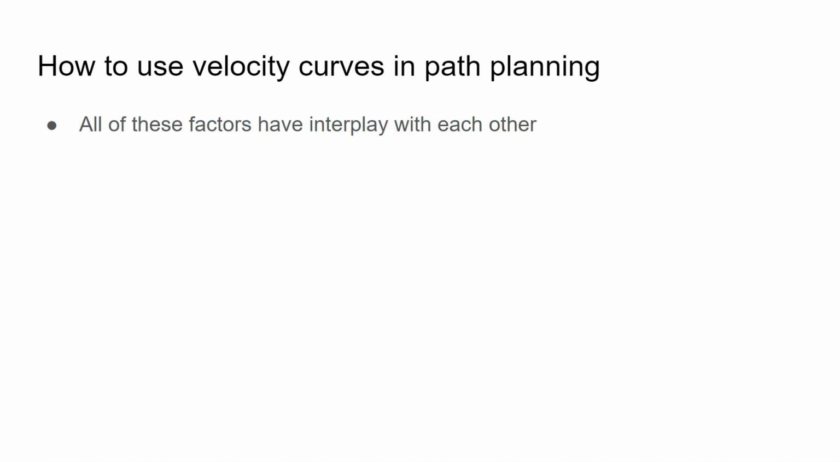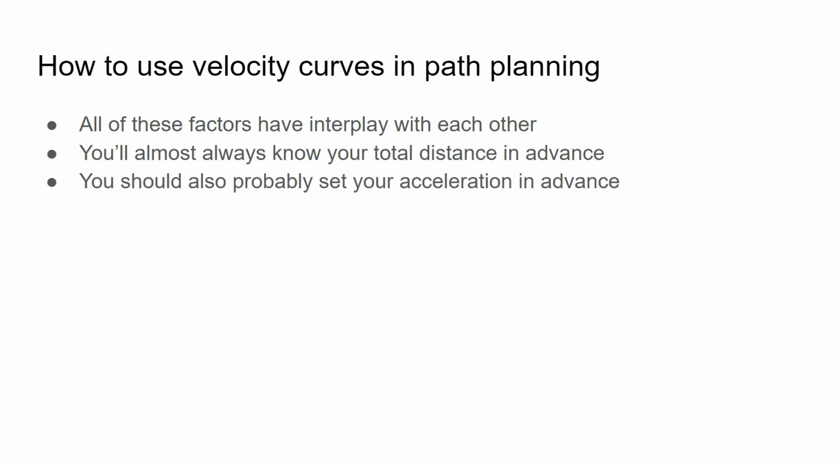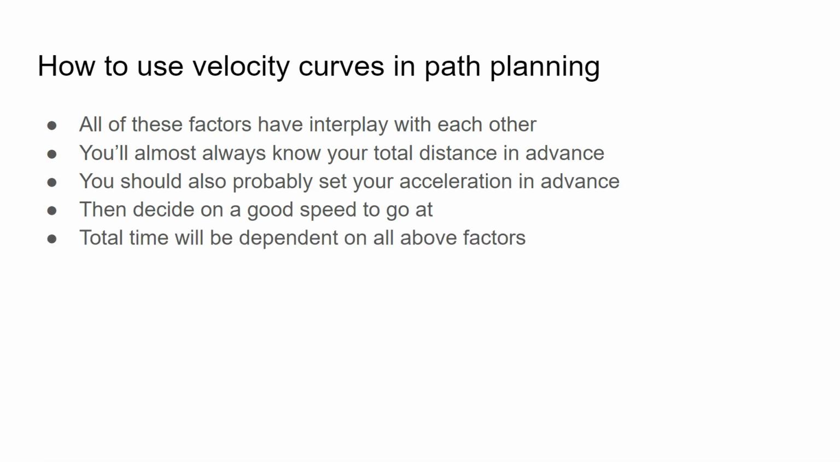And all these factors are going to have interplay with each other. You almost always know your total distance in advance, right? This is one of these things that you can't change. So, your team tells you need to drive forward 1.5 meters so we can throw a ball into a hoop. Okay, no changing that. And you should also probably set your acceleration in advance because it's kind of just determined by the physics of your robot. You can decide a good speed to go at. So this is one of these things you have control over. And then your total time is going to be dependent on all of those above factors. Time is one of those things that you don't know in advance how long you want your path to take.